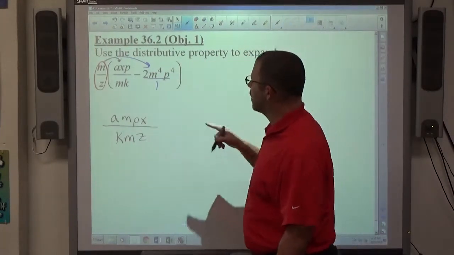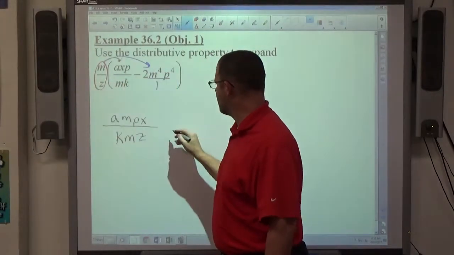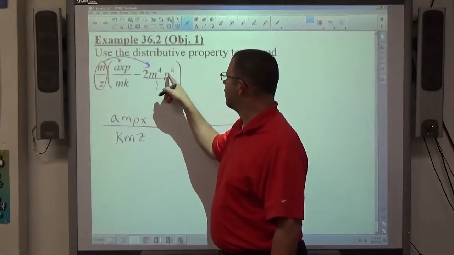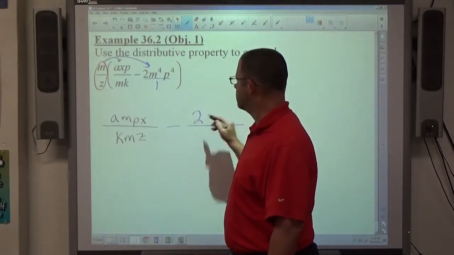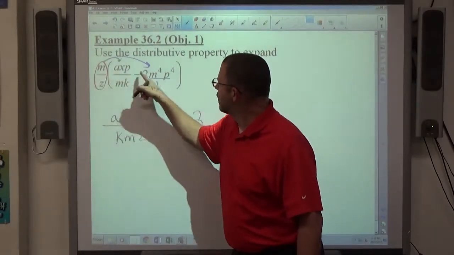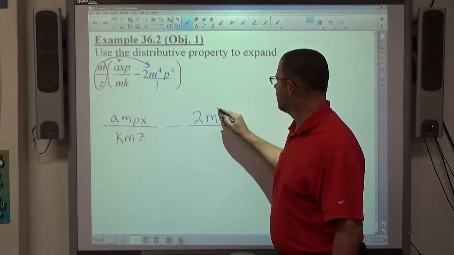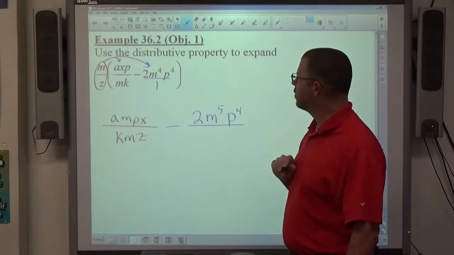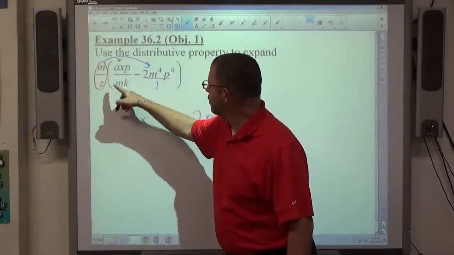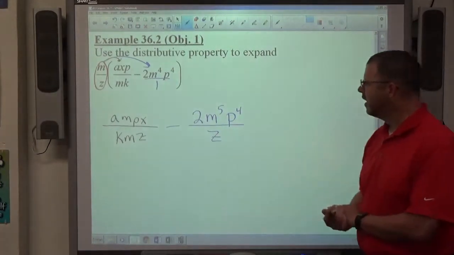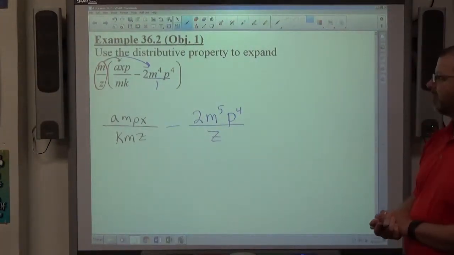Moving on to the blue multiplication, positive times negative makes a negative. M times 2 times m to the fourth, p to the fourth, 2. It's not being multiplied by any other numbers. We have m to the first times m to the fourth. We add the powers, we get m to the fifth. And then we have p to the fourth being multiplied by another p, so nothing happens to it. On the bottom, z is being multiplied by 1. That just makes z.